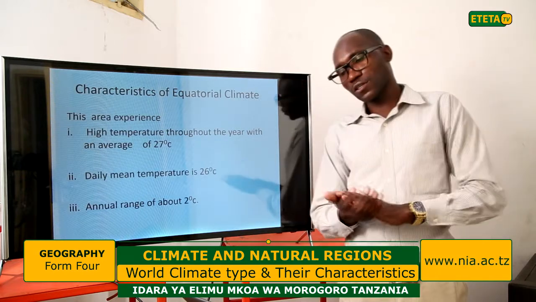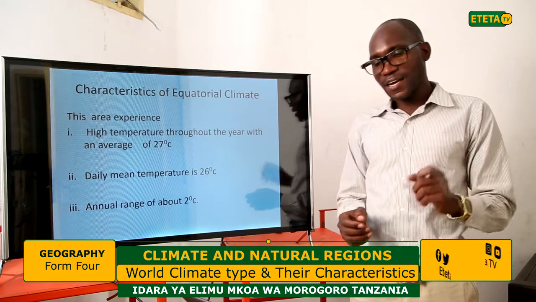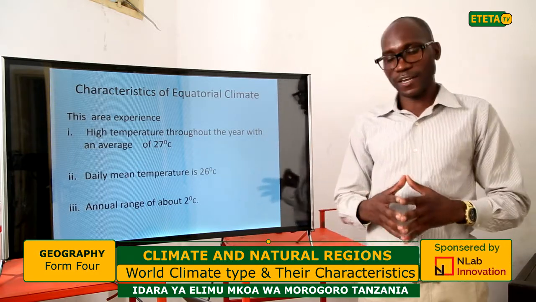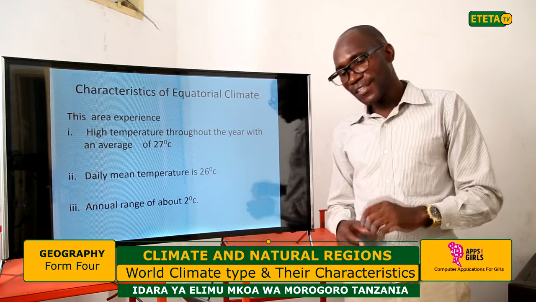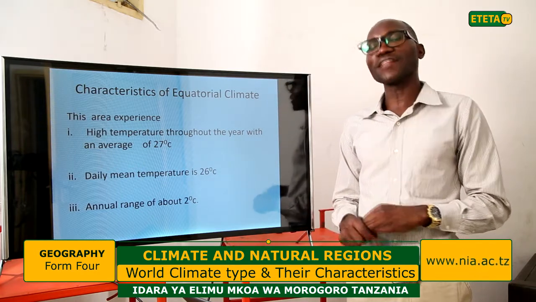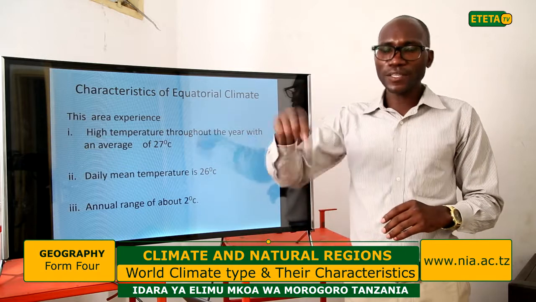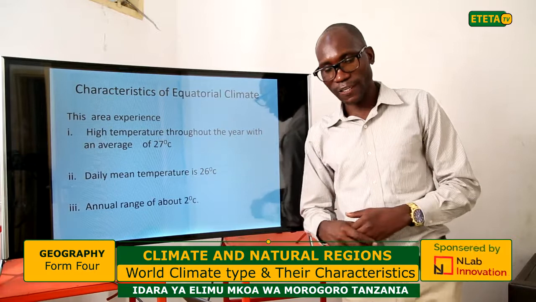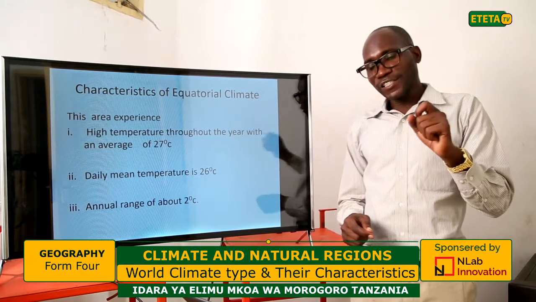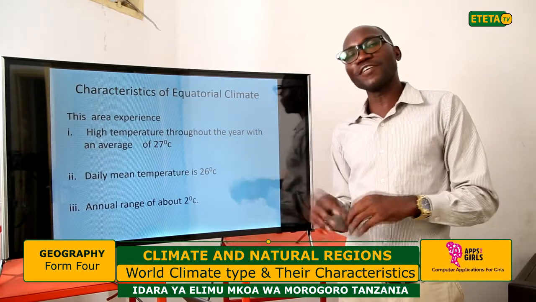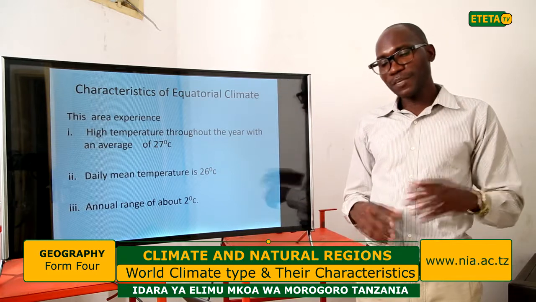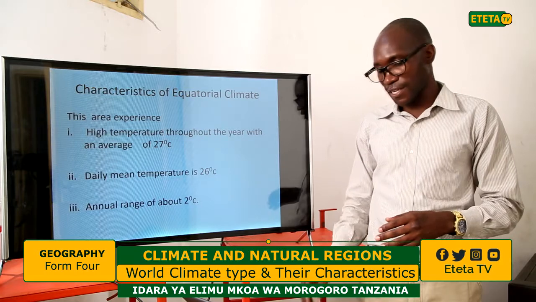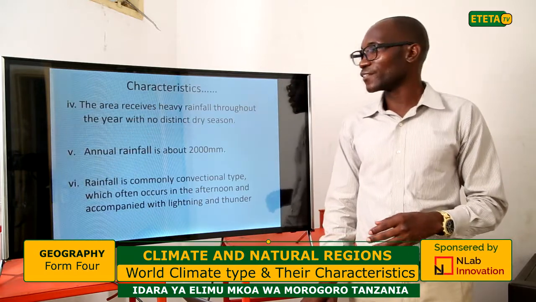Characteristics of the equatorial climate. This area has high temperature throughout the year. It means the temperature of that area is very high throughout the year. The average temperature is 27 degrees. The daily mean temperature is 26, and the annual range of temperature is 2 degrees.